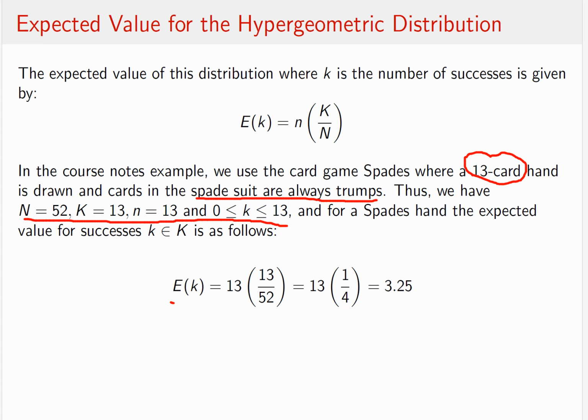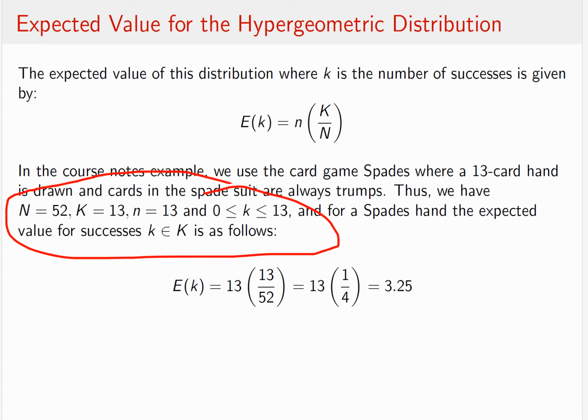So the expected number of successes on average is n, we're drawing 13 cards, out of 13 successful objects we can draw, out of 52 total objects we can draw. 13 over 52 is 1/4. So we basically have 13/4, or 3.25. That's just plugging everything in and making sure that we've mapped all the values to the hypergeometric distribution.